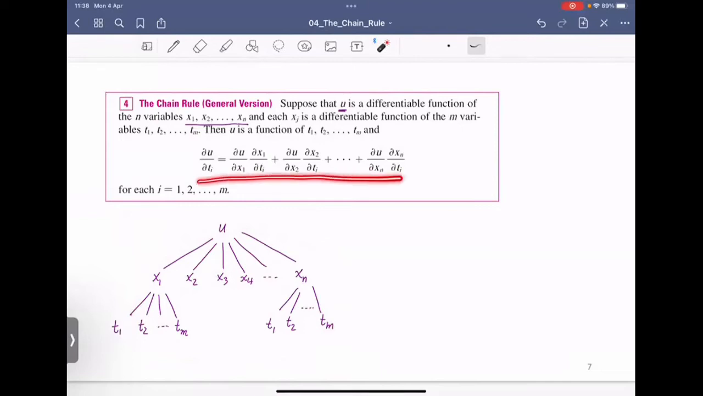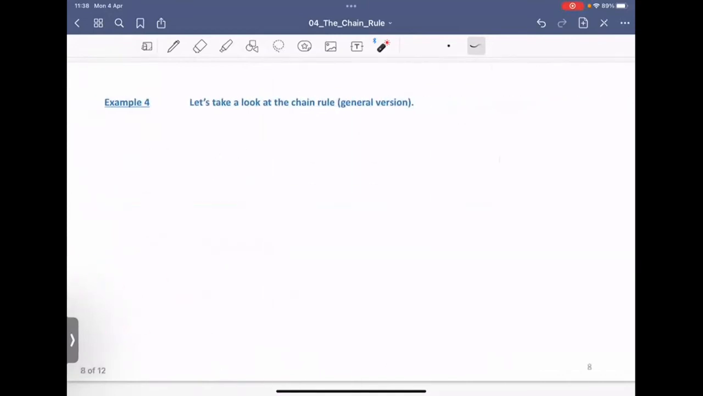You're gonna get this equation automatically from the diagram, okay? All right, so let's look at example 4. Let's take a look at the chain rule in general. I will give you an example here because I don't like the example from the book. It is not that complicated in the book.